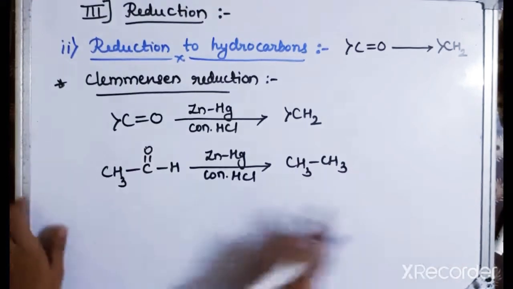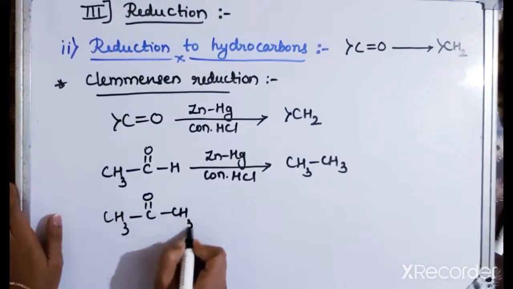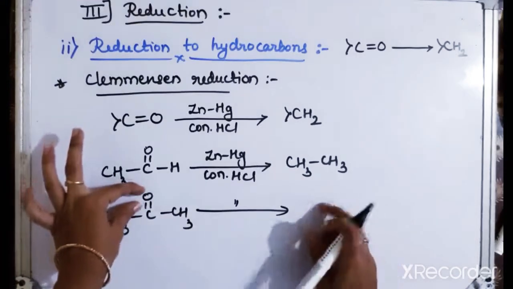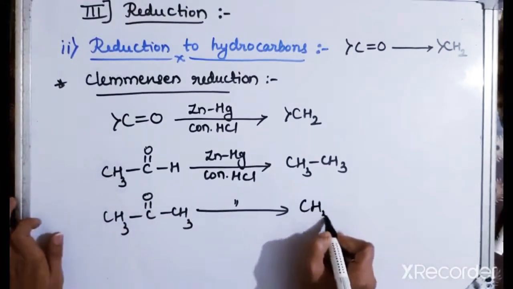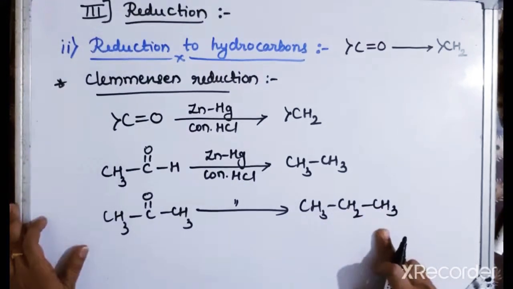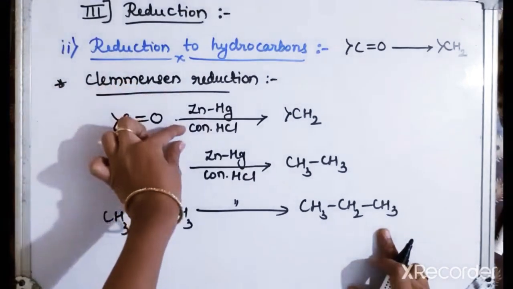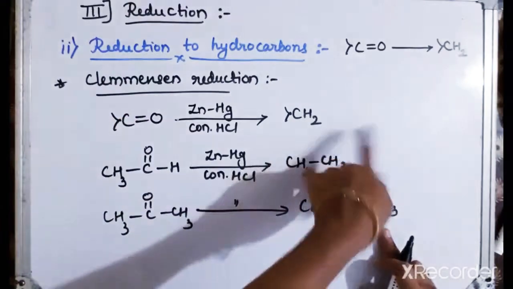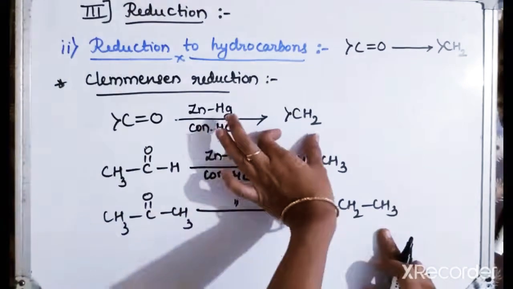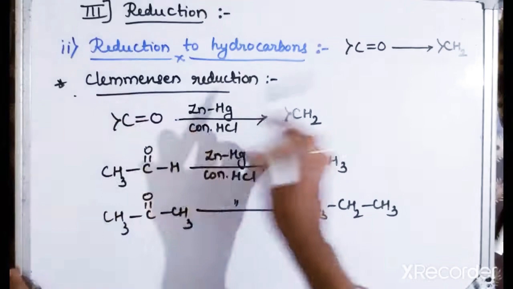Similarly, if I take a ketone and use the same reagent, you have to remove O and place H2 there. So the product will be CH3CH2CH3. You are getting propane as a product. So aldehydes and ketones on reaction with zinc amalgam in concentrated hydrochloric acid result in the formation of the respective alkanes. Their carbonyl group is reduced to a CH2 group. This is very, very important for the examination, Clemmensen reduction.